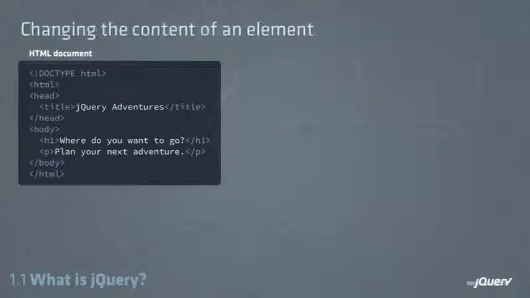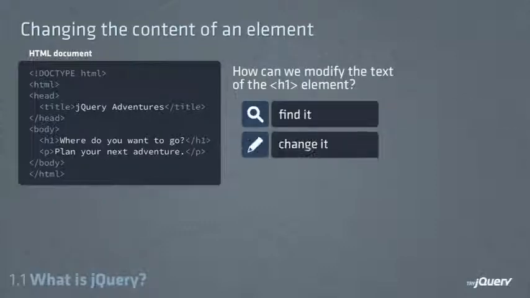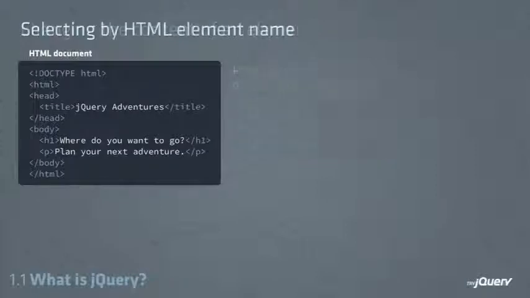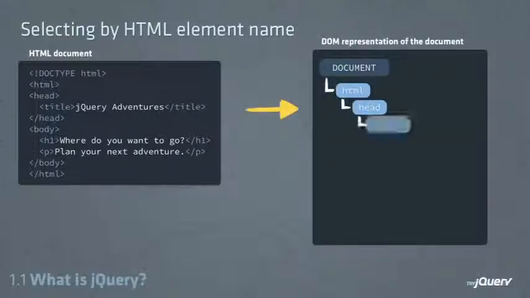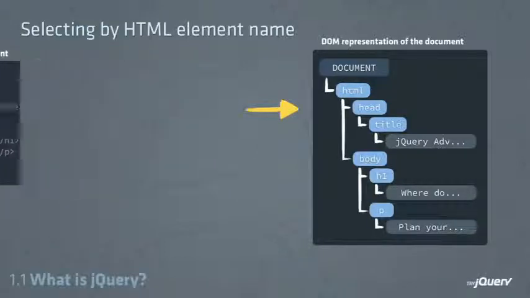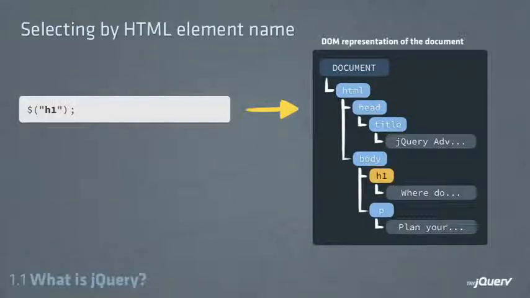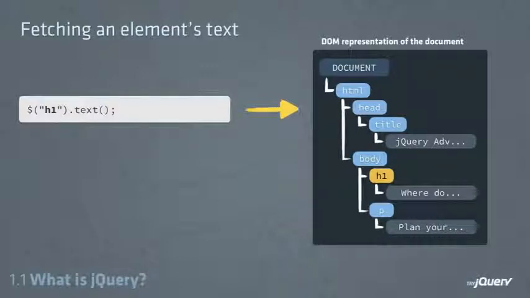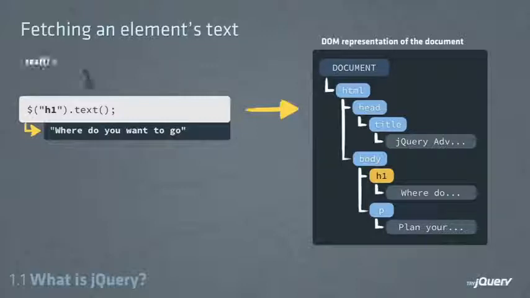So now we know how to find the h1 using that $h1, but how do we modify that element? So remember, this is our DOM representation of this HTML. To find the h1, as we saw a minute ago, we simply write $h1, and that returns the h1 element. If we wanted to return the text inside that h1, we would simply call the text method, like you see here. It would return, "Where do you want to go?"